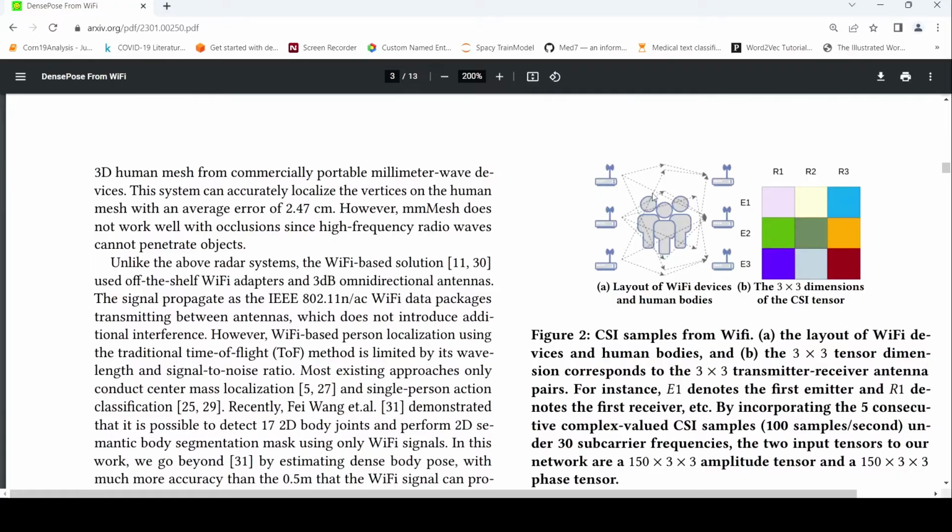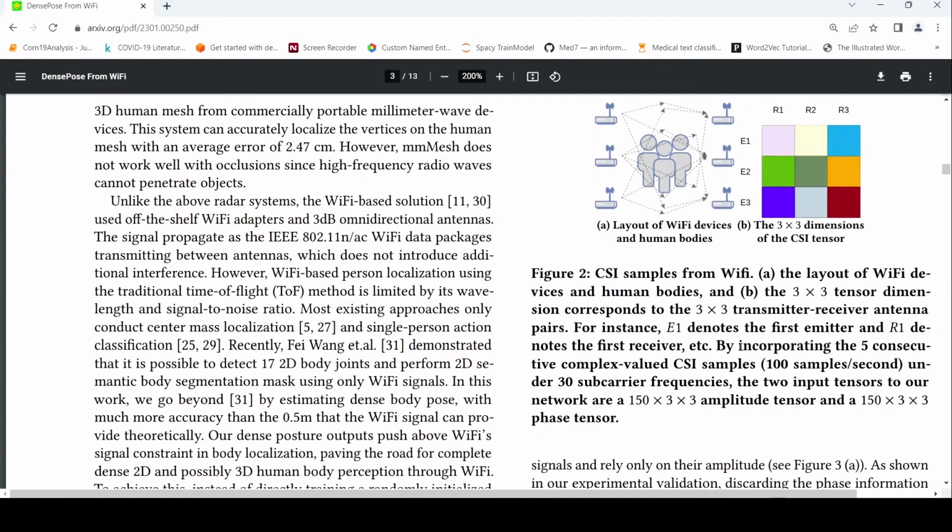So this is the layout of Wi-Fi devices and human bodies. And based on this, you can get some kind of channel state information samples. There is this 3x3 dimension which corresponds to 3x3 transmitter-receiver antenna pairs. For instance, E1 denotes the first emitter and R1 denotes the first receiver.